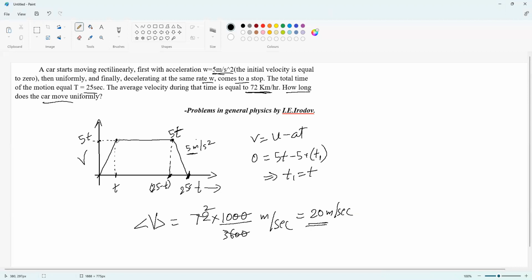From this graph, to calculate average velocity, we need to find the total distance divided by total time. In a velocity versus time graph, the area under the graph gives us the distance. So we calculate the area under this graph and divide it by time, and we equate it to 20. What is the area of this trapezium? Or you can calculate the area of this triangle, this rectangle, and this triangle again.